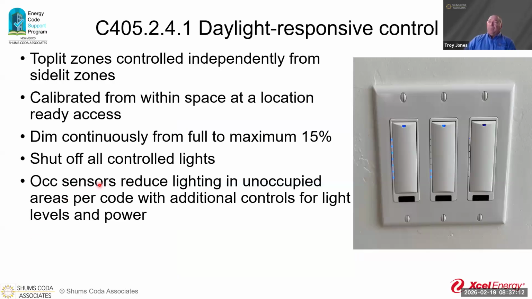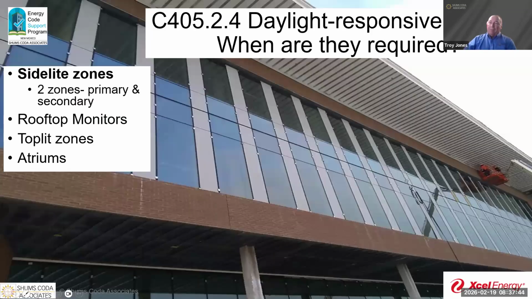These are the same. We have to have them independently side lit, controlled. They have to be calibrated from in the space of ready access. So this one's another one where I've had folks say, hey, this is a top lit zone, my sensor's up here on the ceiling, I need to put the controls up here. That's incorrect. They do need to be in that accessible location. We need to have the order of operations as to how they're all working and what's happening with them.